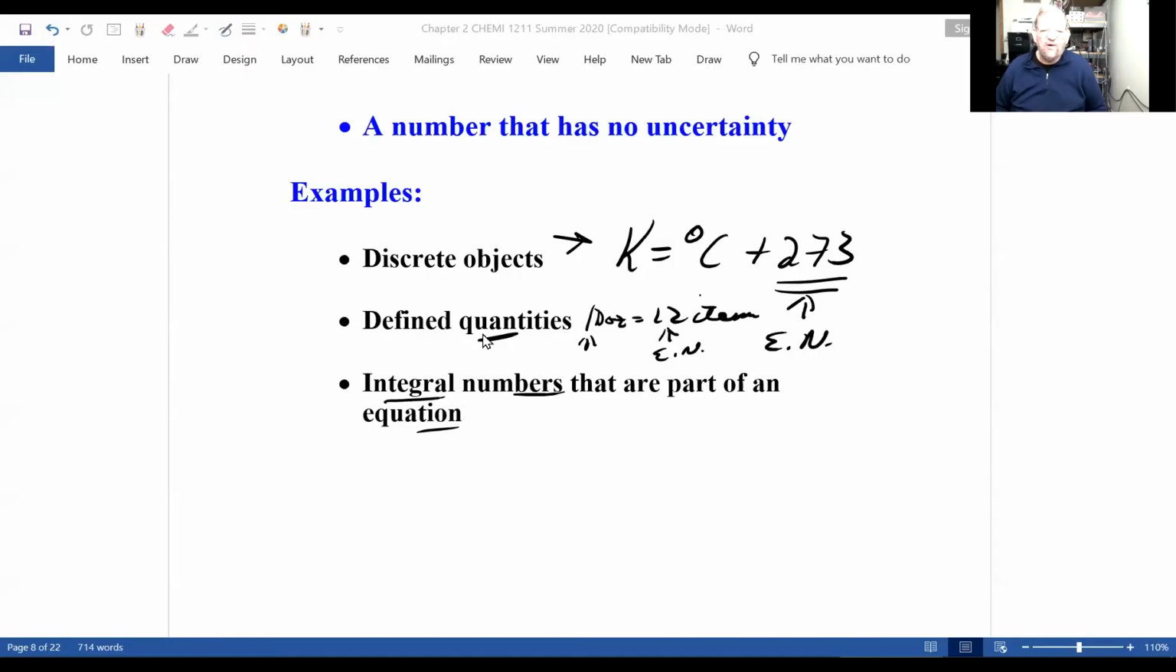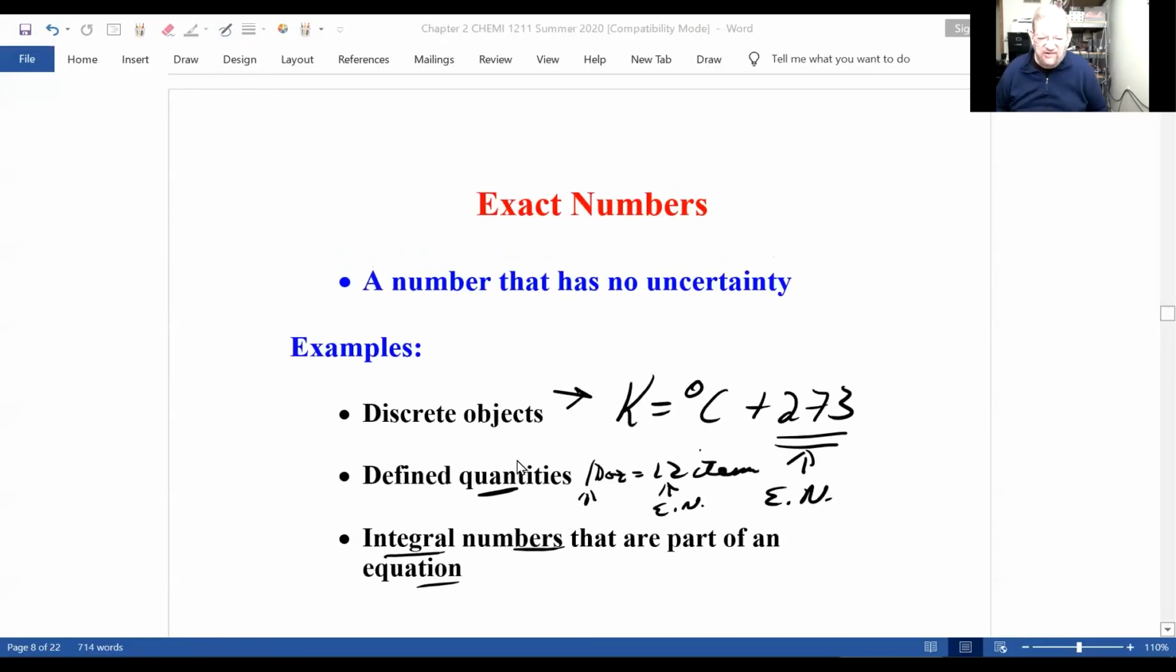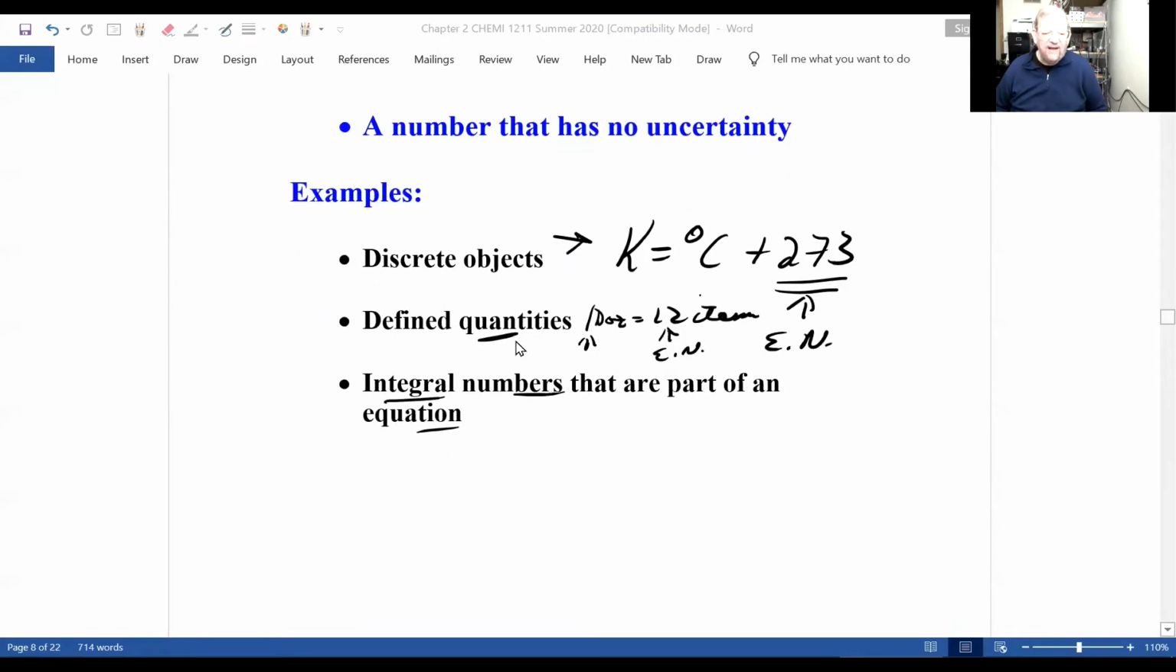All right, so remember, exact numbers are discrete objects, like how many people are in the room. Defined quantities, like 1 dozen is 12 items, or integral part numbers that are part of an equation, like this 273.